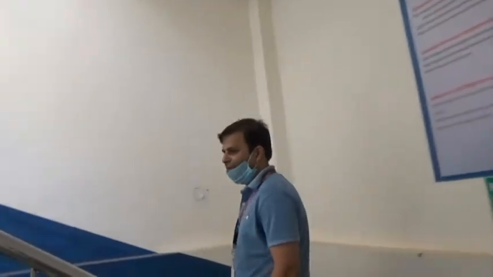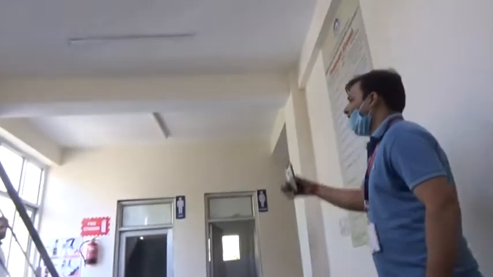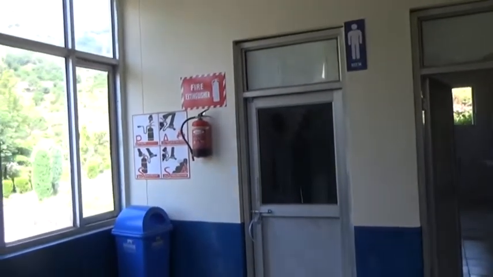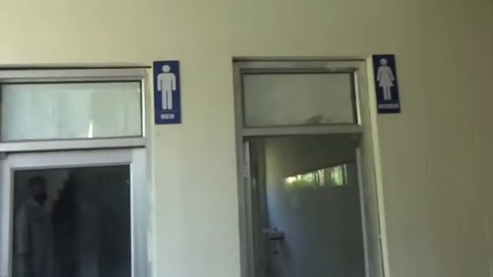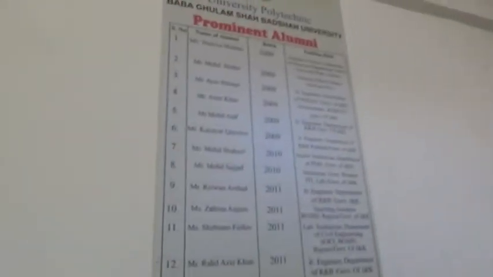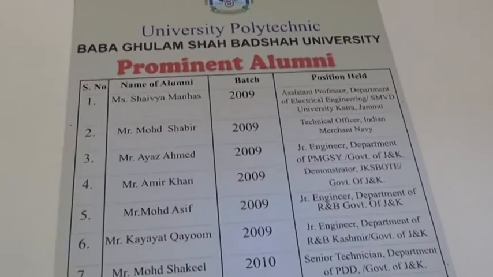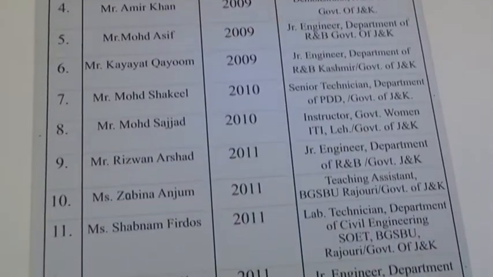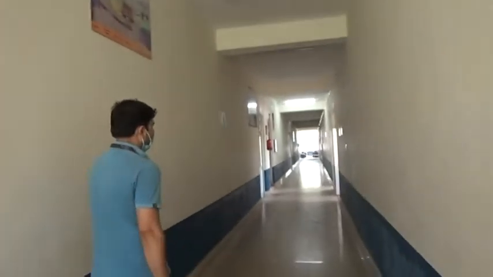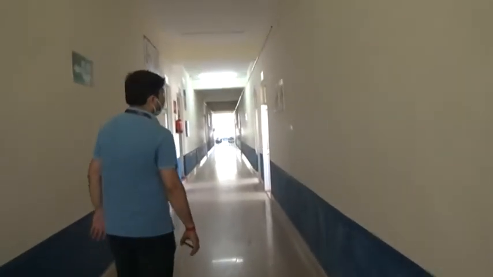This is a big staircase which can be used in the time of emergency. We do have these fire extinguishers and certain rules on how we can use these fire extinguishers. These are the different washrooms for men and women. These are some of our prominent alumni who are holding respective positions in different departments. Now this is a huge corridor from where we are entering towards the classrooms.